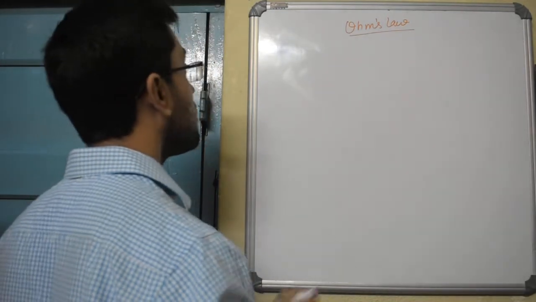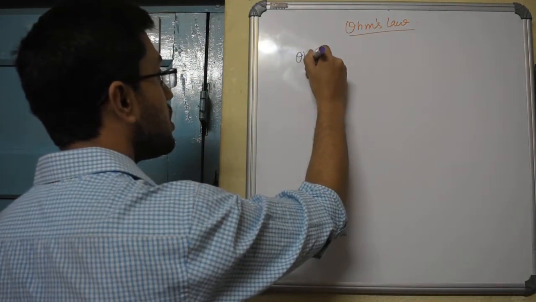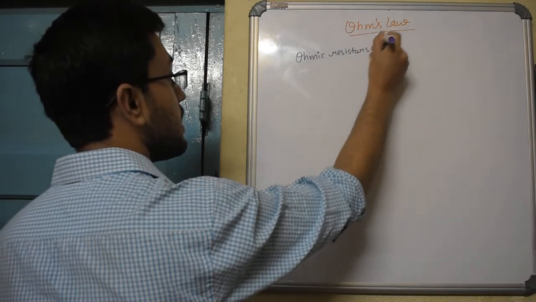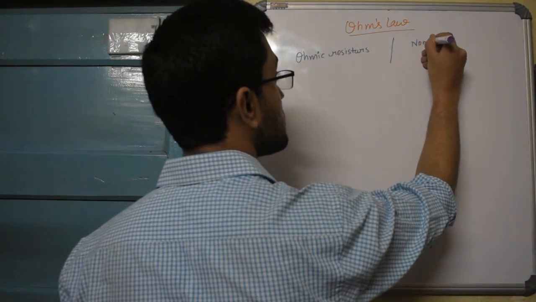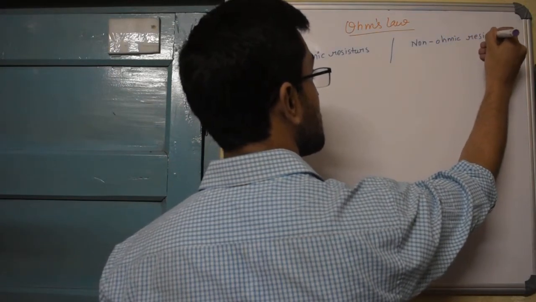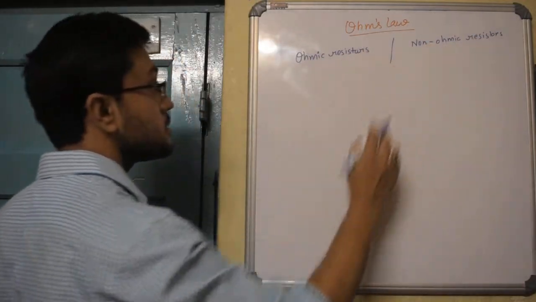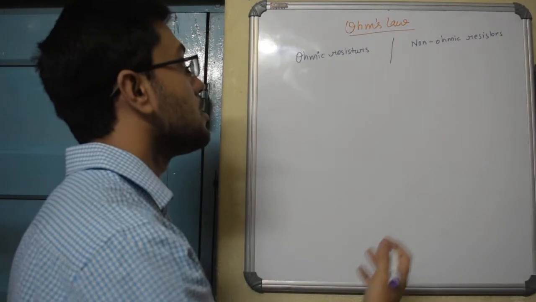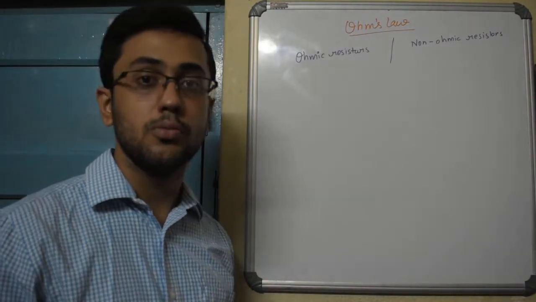So that brings us to our next topic, which is ohmic resistors and non-ohmic resistors. So what is the basic difference between these two? Ohmic resistors are those which obey Ohm's law. Non-ohmic resistors are those which do not obey Ohm's law.